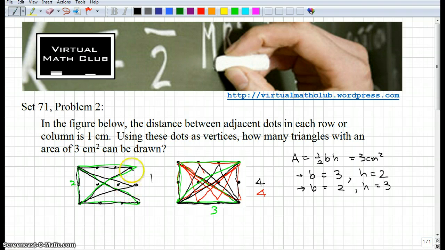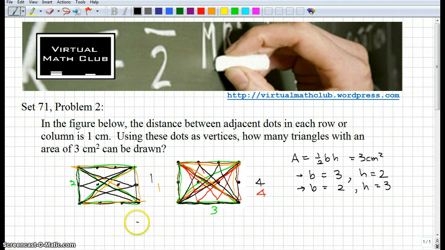And then we can flip this around, and we can draw a triangle like this, which has a base of 2 and a height of 3. But we can't draw, let's try orange here, this one here, if we were to draw that one, that's the same as this one. So we've already counted that one, and we've already counted this one as well. So that's the same as this one. So we get one more triangle, so we have a total of 2 triangles that have a base of 2 and a height of 3.